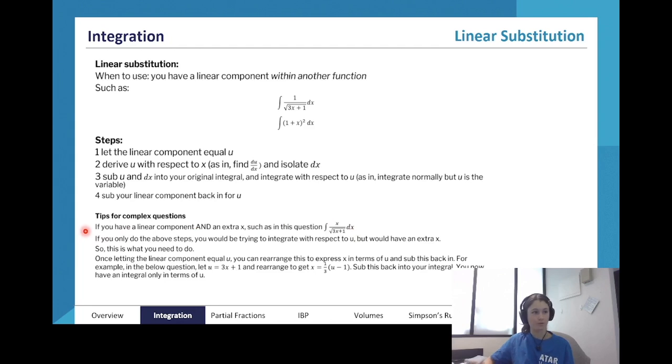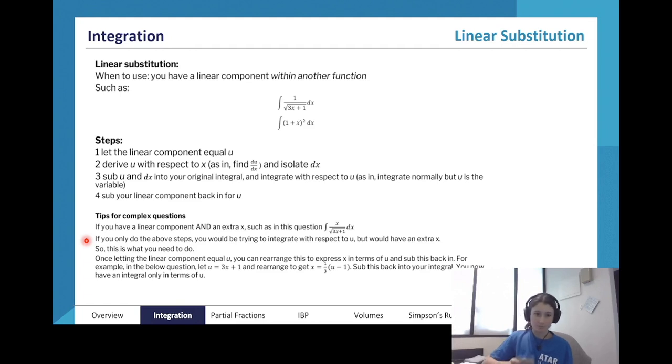So if we only follow the above steps, we would be trying to integrate with respect to u, but we would have an extra x. Because instead of just having the 1 up the top, when we are integrating, we would actually have x on root u du on 3. And we would then have an x and a u and a du all in the same situation. And then we wouldn't be able to integrate because we have this mixture of variables.